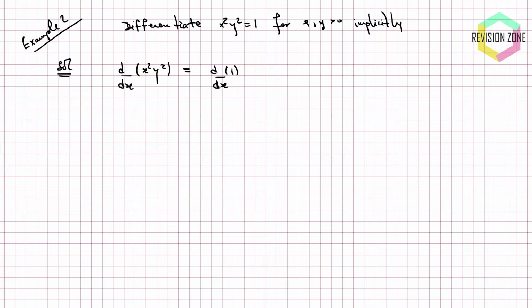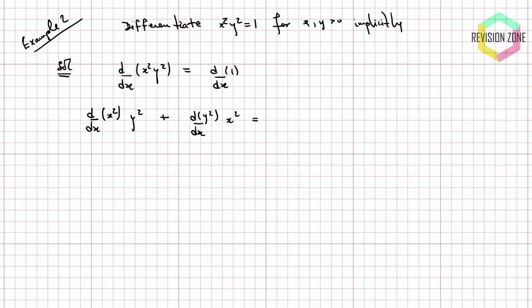But of course, at this stage, I notice that I've got a product there. So I've got an x squared and then I've got a y squared. To differentiate this, I've got to apply the product rule. To apply the product rule, we differentiate the first function and write down the second function, and then we differentiate the second function and write down the first function.